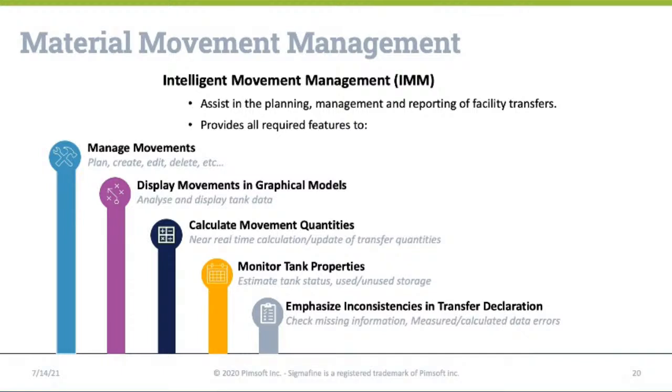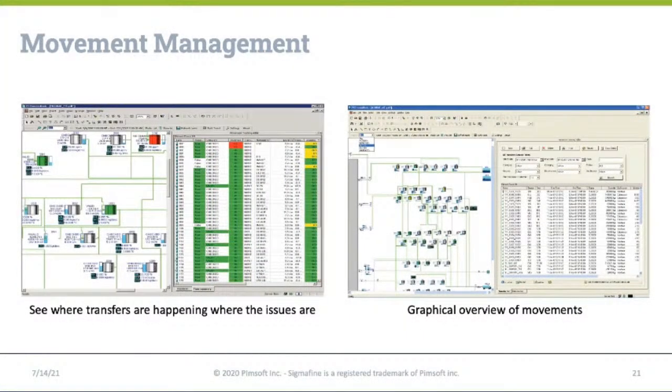Based on rigorous mathematical cross-checks, the IMM takes the guesswork out of movement planning, monitoring, calculations, and reporting. IMM tracks the quantity of the movements as well as the quantity and qualities of the tanks in real time. This enables users to detect errors early in the process so a problem can be prevented. The analytical plugins included in the IMM can also highlight discrepancies between process data and manual declarations.